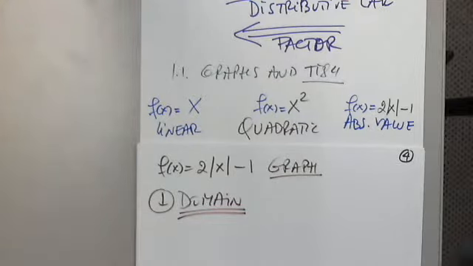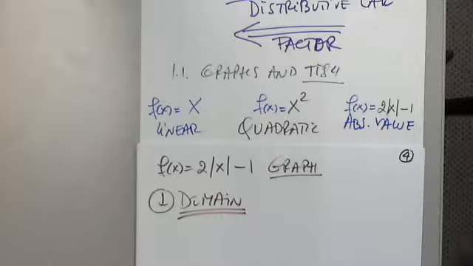I'm looking at this function. I say to myself, okay, can I plug in 5? Yes, because the absolute value of 5 is 5. 5 times 2 minus 1, I will be able to find y. Can I plug in 0? Yes, the absolute value of 0 is 0. 0 times 2 minus 1 is another number. Can I plug in negative 3? The absolute value of negative 3 is 3, multiplied by 2 minus 1.